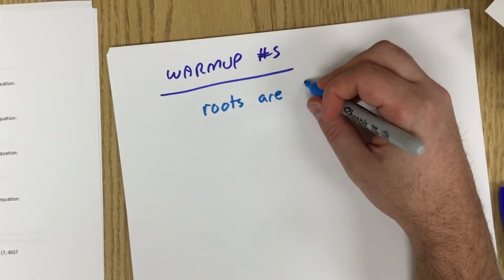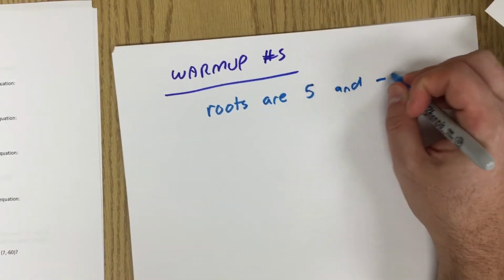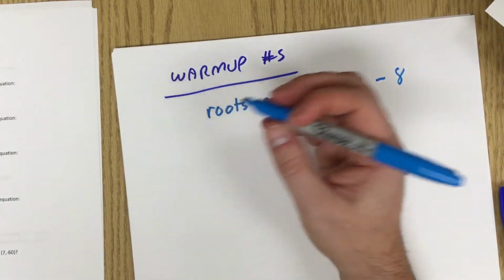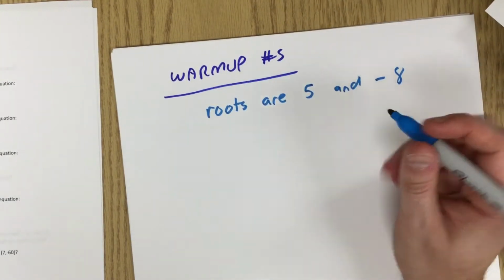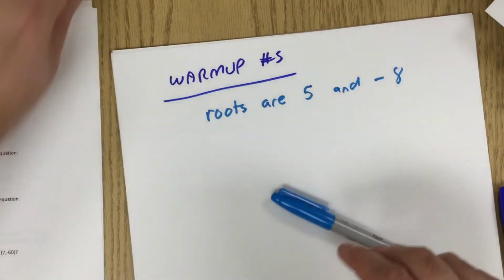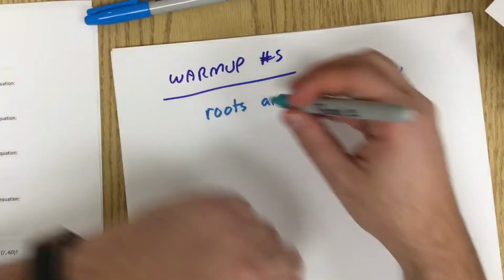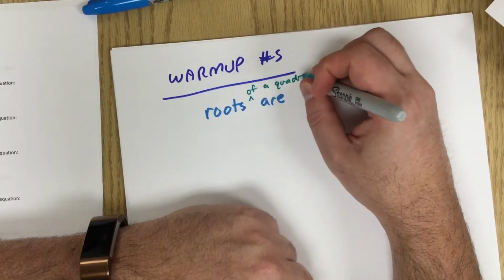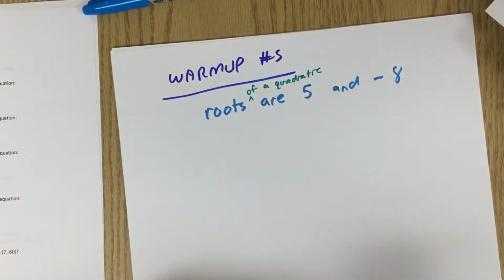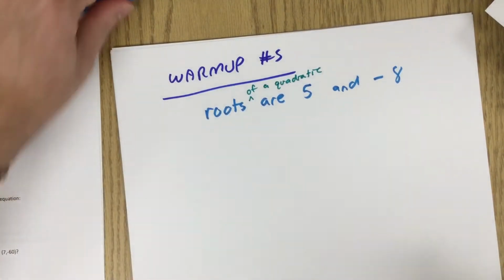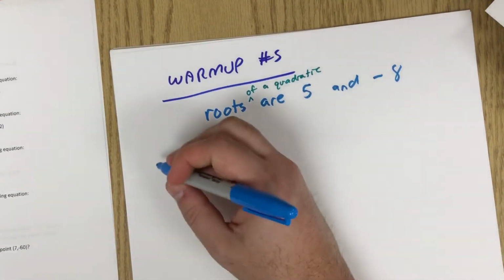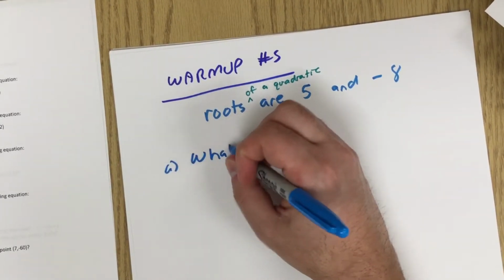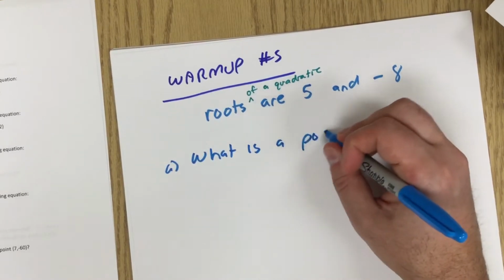Roots are 5 and -8. What is the equation? So the roots of a quadratic. So I should have probably said that. Roots of a quadratic, because there's roots of lots of things. So the roots of a quadratic are 5 and -8. So the question is going to be, what is a possible equation?